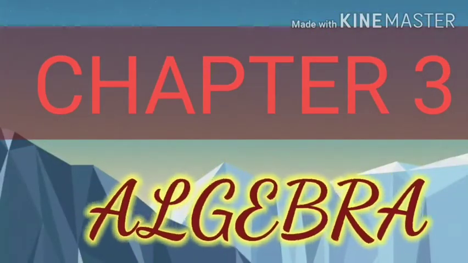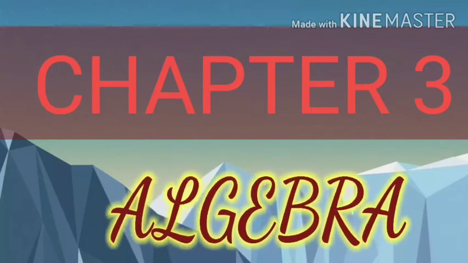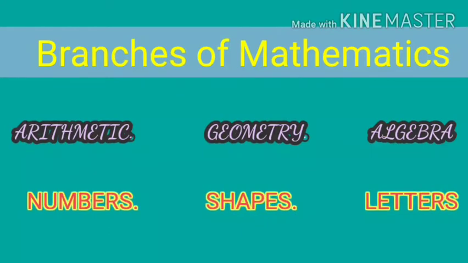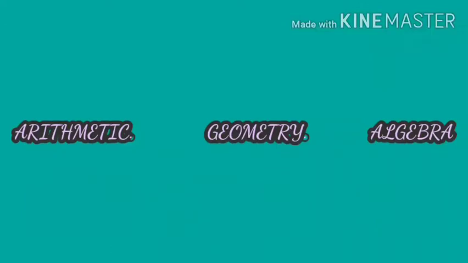Today we are going to learn the new chapter, algebra. Branches of mathematics. We have three branches: arithmetic, geometry and algebra. Arithmetic deals with numbers, geometry deals with shapes, algebra deals with letters. So now we are going to learn algebra.